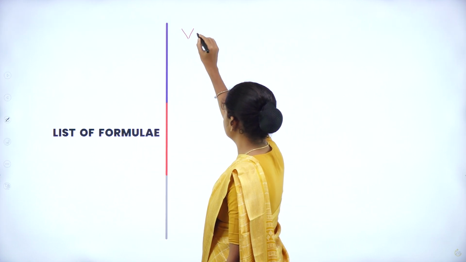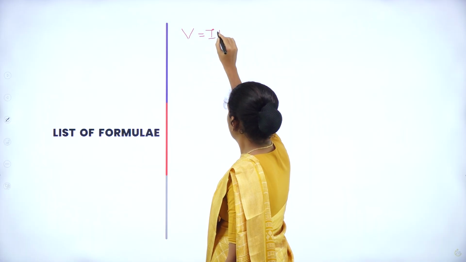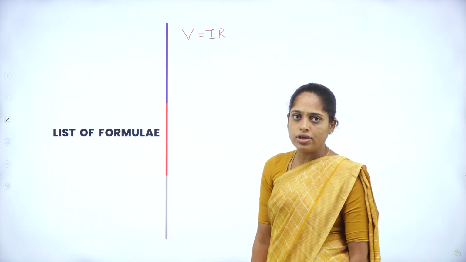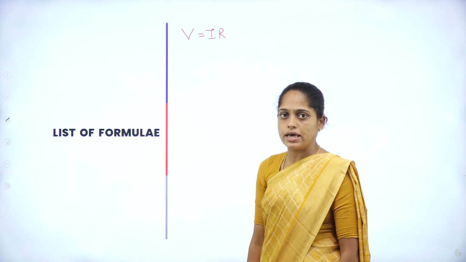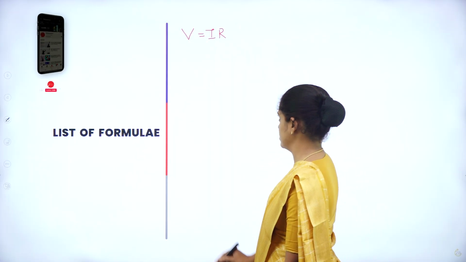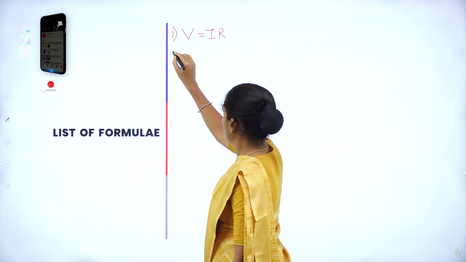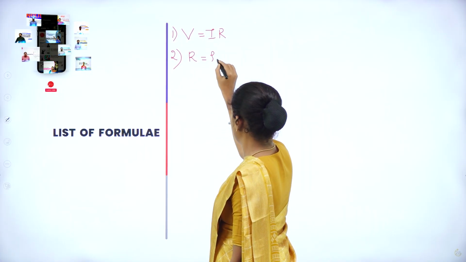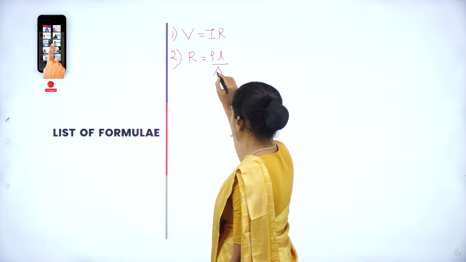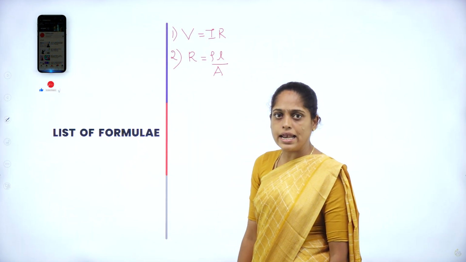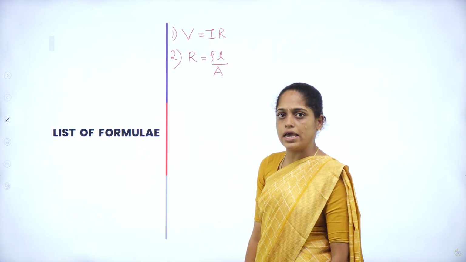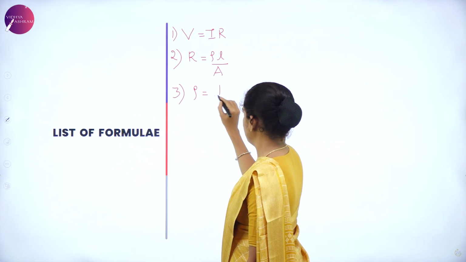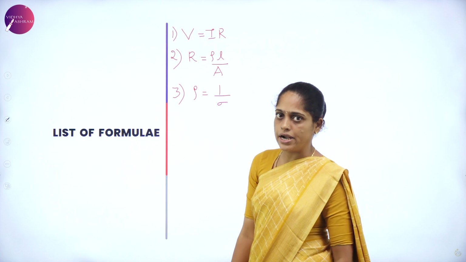First formula is from Ohm's law. According to Ohm's law, V is equal to IR, where V is potential difference, I is the current and R is the resistance. The second formula is resistance. Resistance is equal to rho L by A, where rho is resistivity, L is length, A is area of cross section. Next, rho is equal to 1 by sigma, where sigma is conductivity.